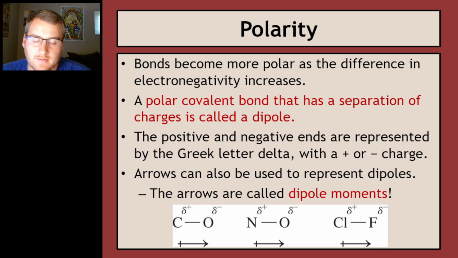Positive and negative ends. The positive and negative ends are represented by the Greek letter delta with a positive or negative charge. You also can draw these little fancy arrows called dipole moments. And these show you where the charge goes. They're always these arrows with a little tail. The little tail is going to be the positive end, and the arrows are always going to point towards the negative end, because you're pointing towards where the electrons are going.